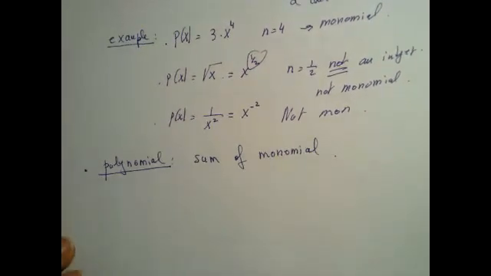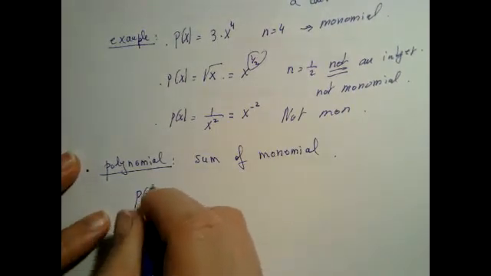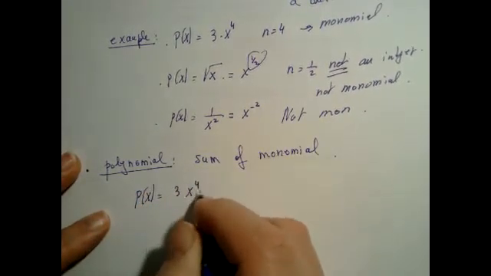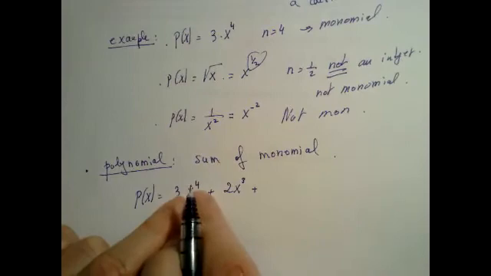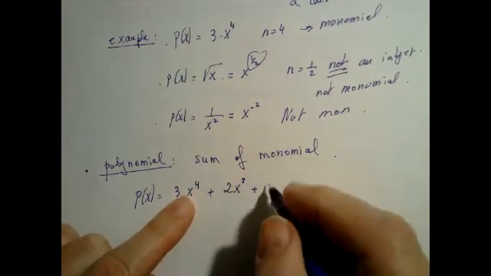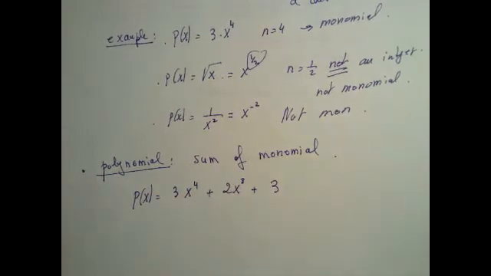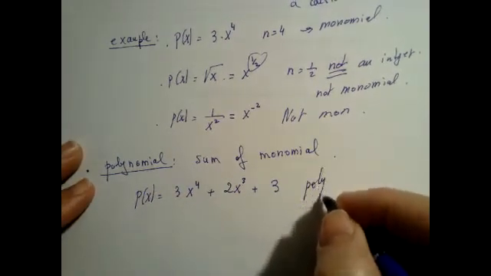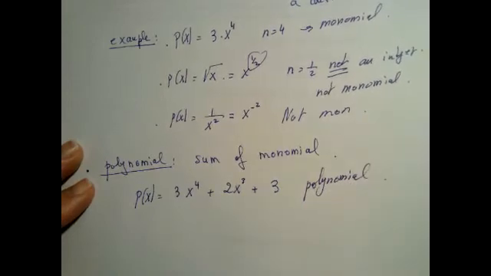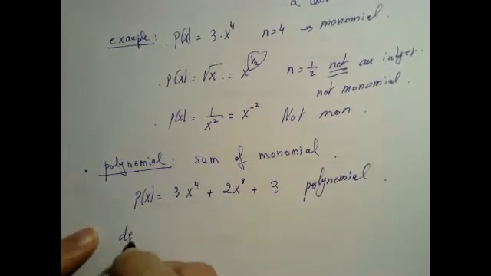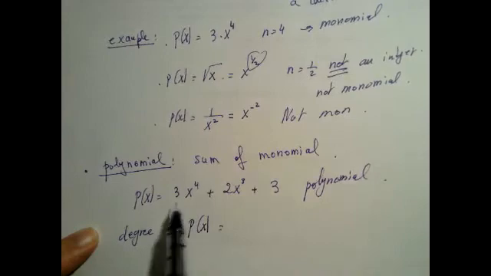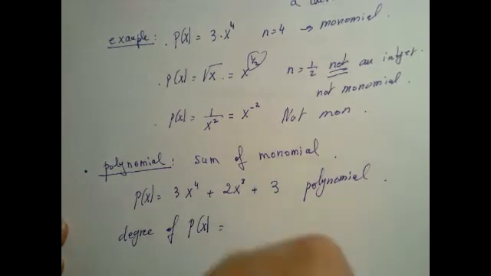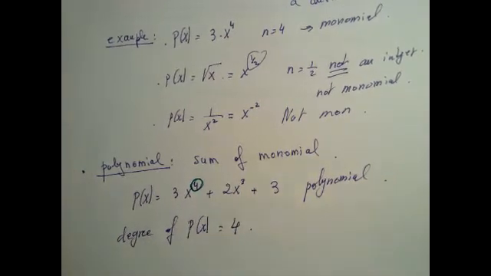Okay, so an example of a typical polynomial is 3x^4 plus 2x^3 plus 3. Every term is a monomial. It means the power of x is a positive number. That's a typical polynomial. And the degree of the polynomial is the highest power of x that shows up. So the degree here is equal to 4. It's the highest power of x.